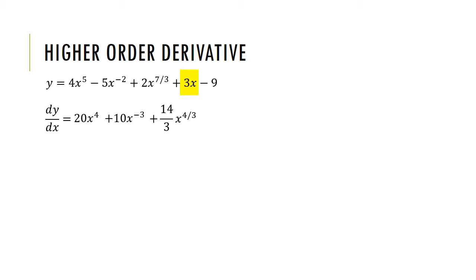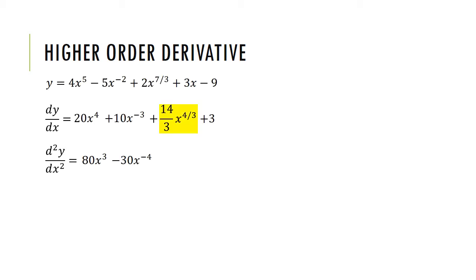And plus the derivative of 3x, which is 3, and minus derivative of 9, is 0. So this is the first derivative. For the second derivative, d squared y by dx squared, which is derivative of 20x to the fourth, is 4 times 20, is 80, times x to the third. Plus derivative of 10x to the power of negative 3, is negative 3 times 10, is negative 30, times x to the power of negative 4.